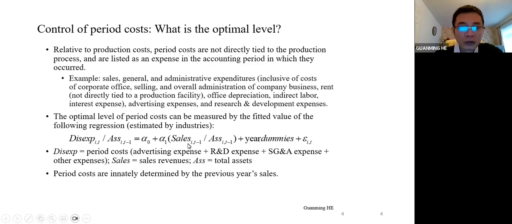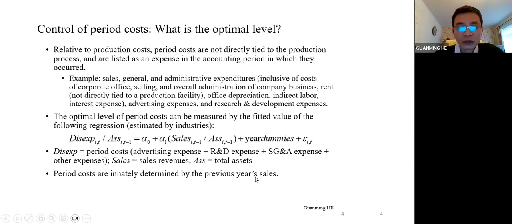First, we identify the innate determinant of the period cost, which we give another name, discretionary expense, which means this period cost is at the discretion of managers. And this period cost should be determined fundamentally by the previous year sales.